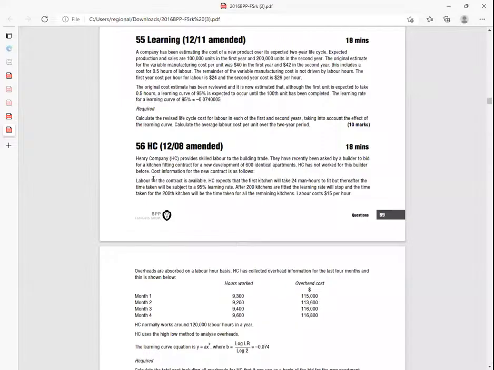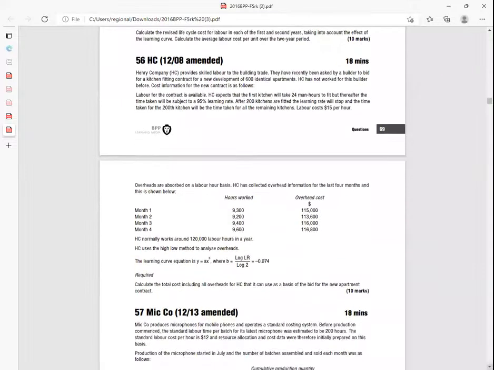After 200 kitchens are fitted, the learning rate will stop and the time taken for the 200th kitchen will be the time taken for all the remaining kitchens. Labor cost is $15 per hour. So they want us to calculate the total cost, including all overheads, for HC that it can use as a basis of the bid for the new apartment. What I want us to do for today is just to determine the labor cost.